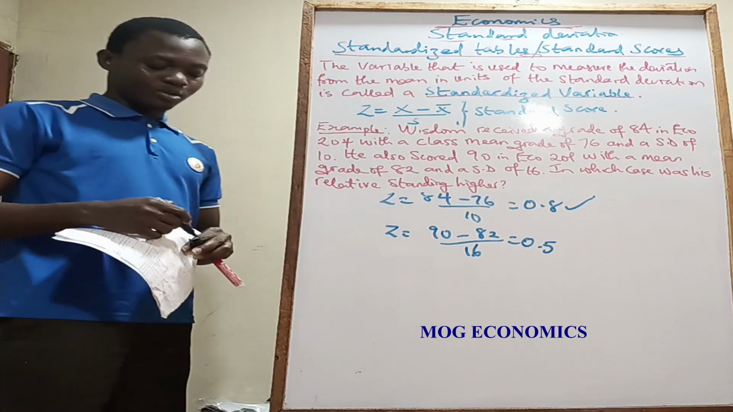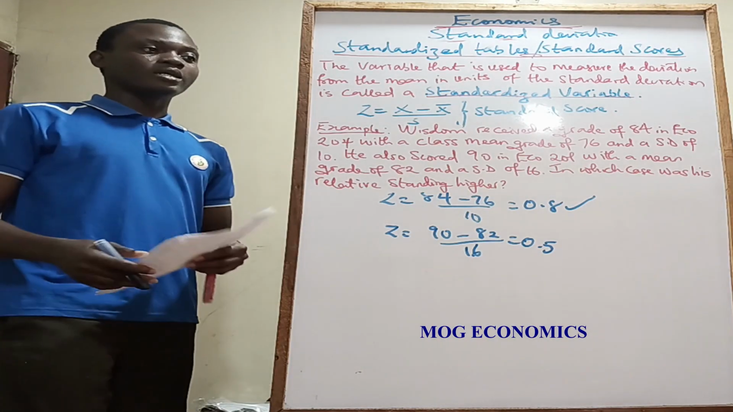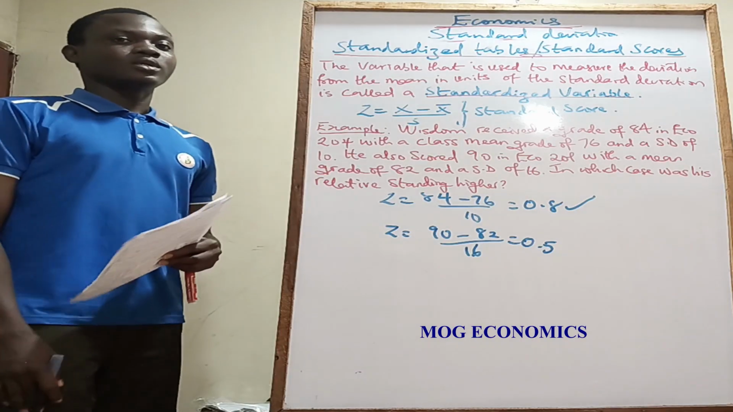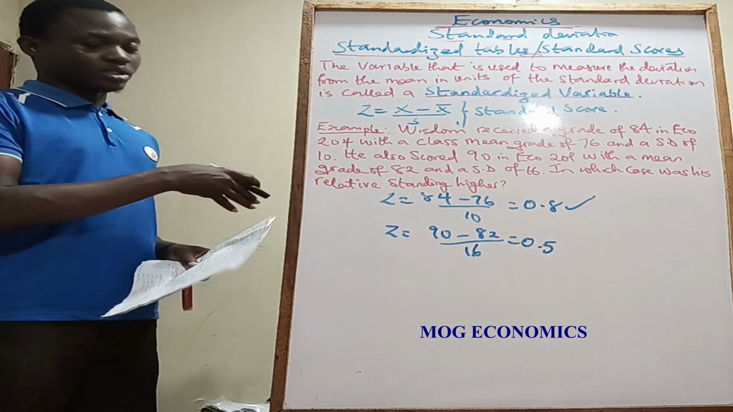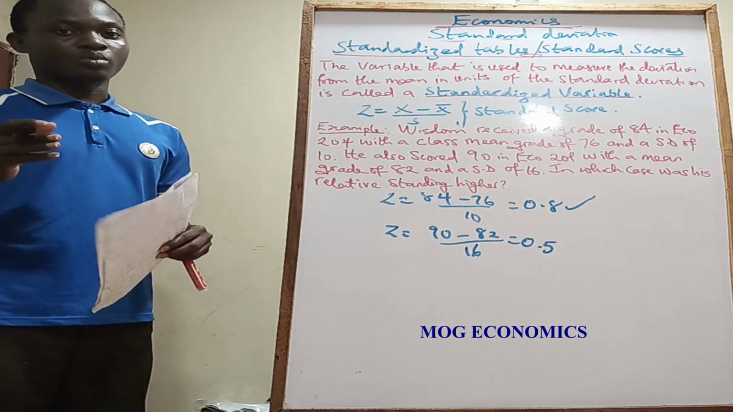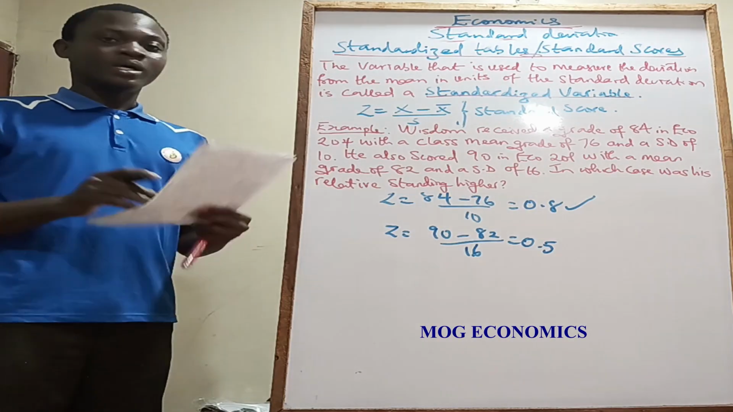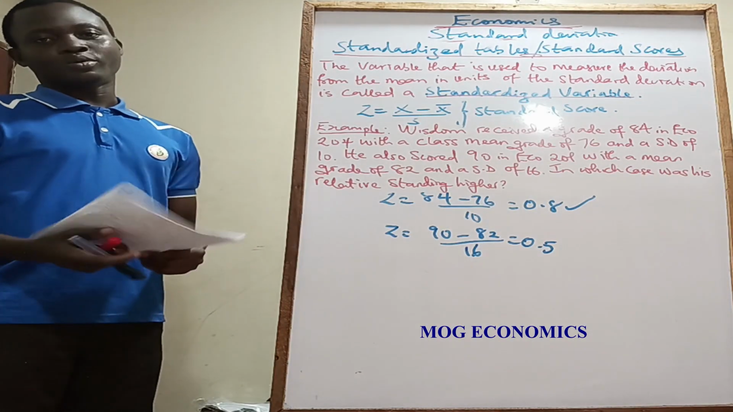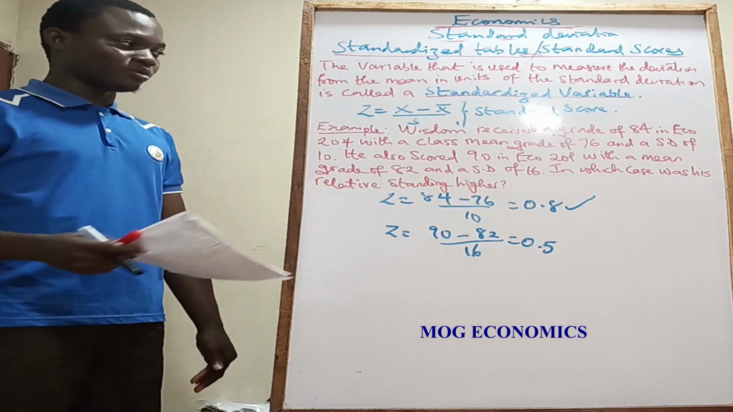So his relative standing was higher where he got 84 than when he got 90. That's the interpretation. On average, he did better compared to the class in Echo 204 than in Echo 201. So it was harder to get an 84 in Echo 204 rather than in Echo 201. That's just what we've done here.